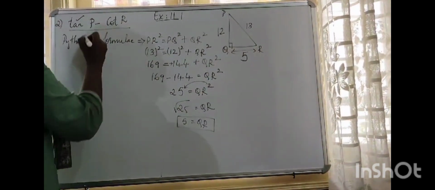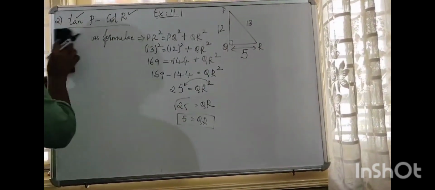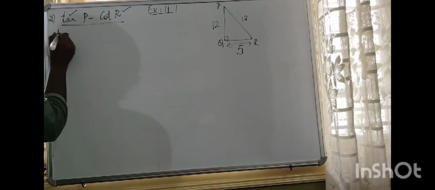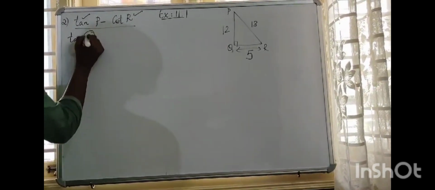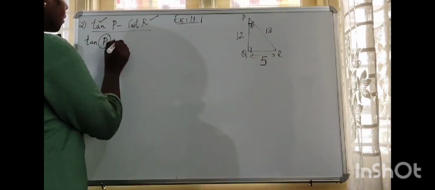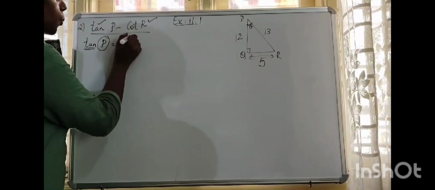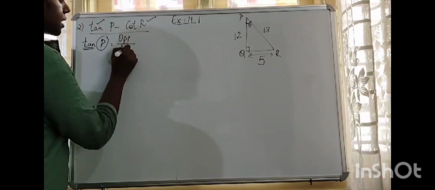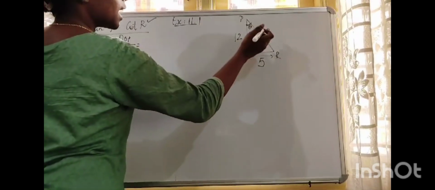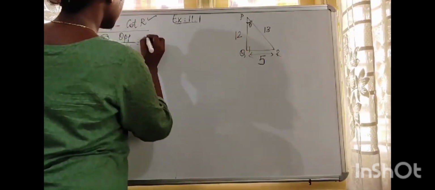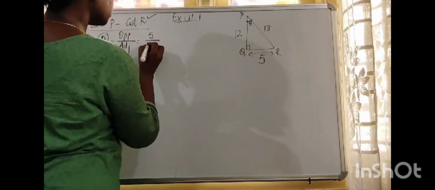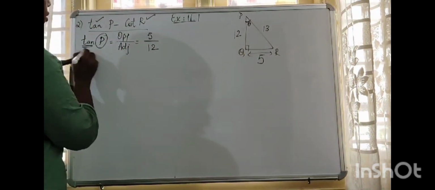Next our work is to find out tan P and cot R value. They are saying tan P. Look for the theta. They are saying it is P. So our theta will be over P. Now, what is the ratio for tan? It is opposite by adjacent. Now, theta is near angle P. So this angle's opposite is QR. QR is 5. Adjacent is PQ, which is 12. Now we found out tan P.